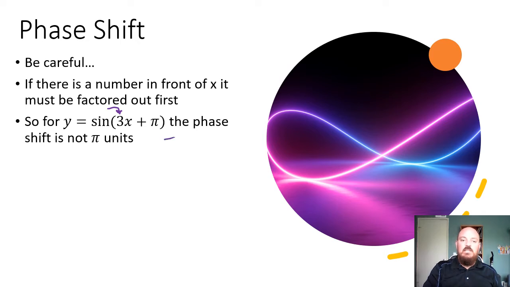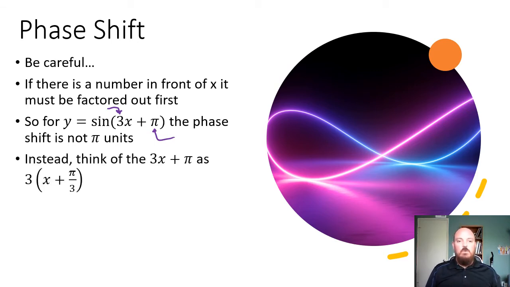Now this number here tells you that there's a phase shift, but because of the 3, we're not seeing exactly what that phase shift is. So the phase shift would not be pi units here. What you have to do is factor that 3 out. So you take that 3x plus pi, you factor the 3 out front, and that's the same 3. So that part I said was right from the beginning. The 3 is going to make the period 1/3 the length. But after you factor that 3 out, this is the actual phase shift.